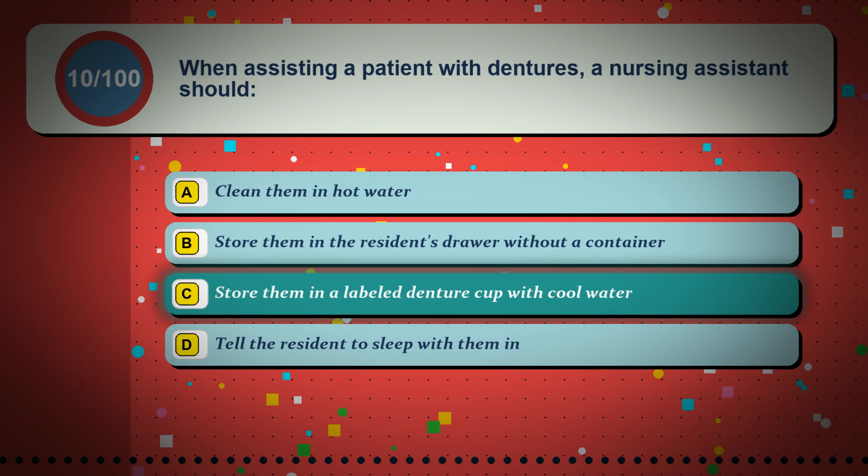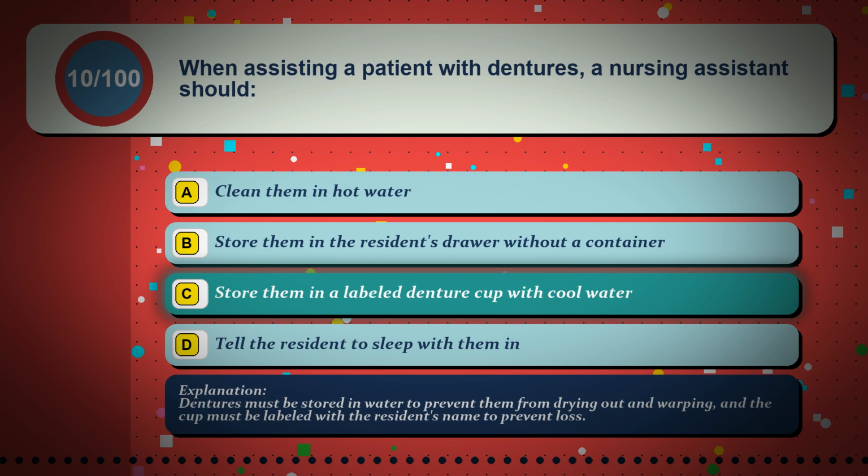The correct answer is option C. Store them in a labeled denture cup with cool water. Dentures must be stored in water to prevent them from drying out and warping, and the cup must be labeled with the resident's name to prevent loss.